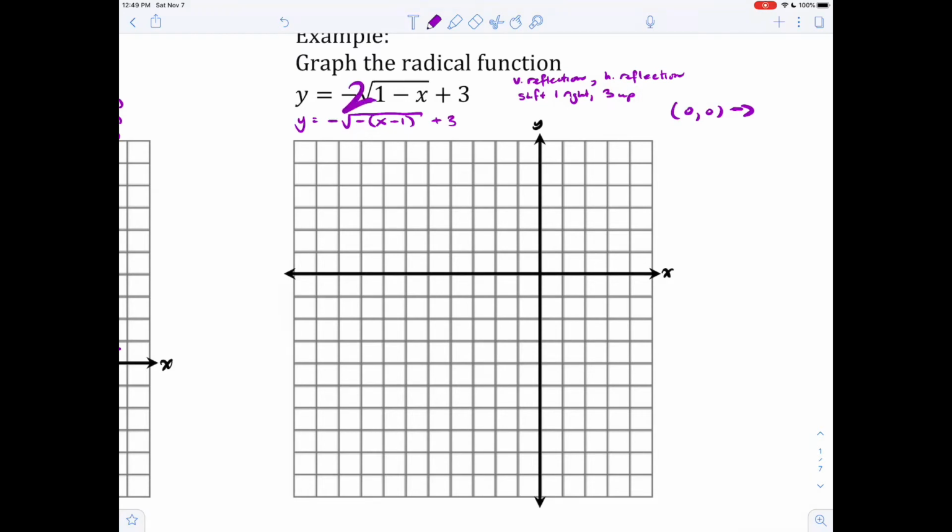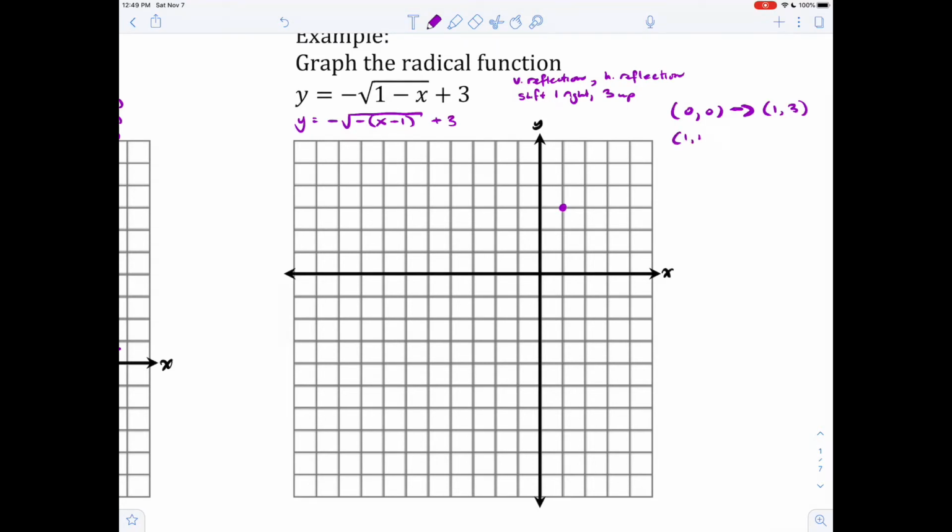So even if this thing had like a 2 in front here, well, 2 times that 0 would still be 0. So if you're wondering where 0, 0 goes, really you can just look at the shifts. So these translations tell us that 0, 0 is going to go to 1, 3. There it is.